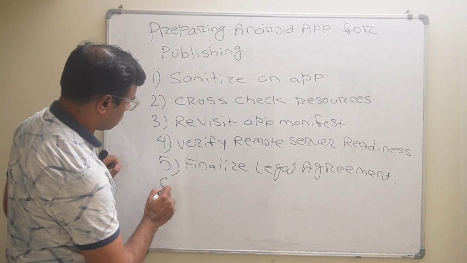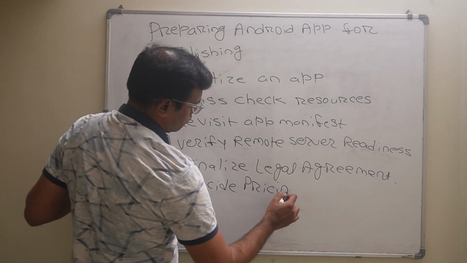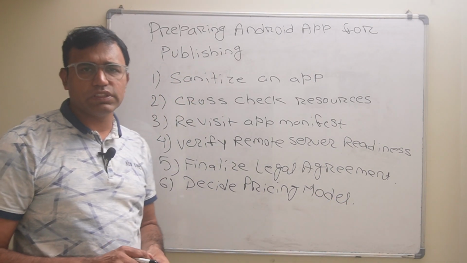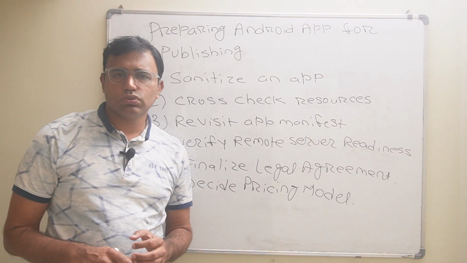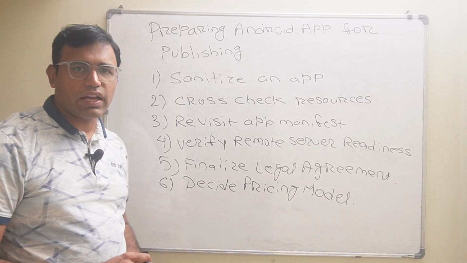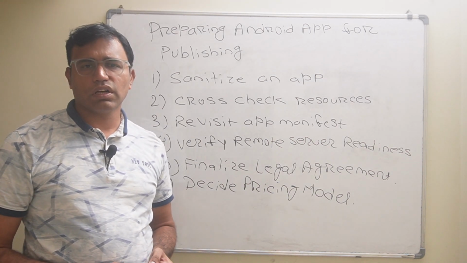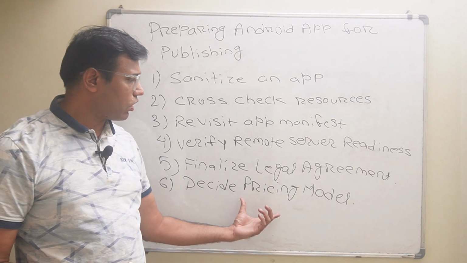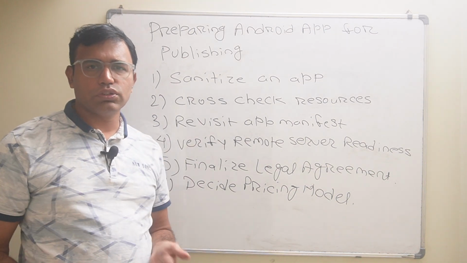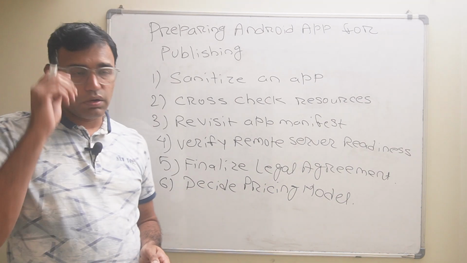Then next is decide pricing model. Now why decide a pricing model? If you are publishing an Android app in India, you should set the price in INR. If you are publishing in USA, you should set the price in US dollars, and according to people's income and the popularity of the app, you should design a pricing model. It should not be too high, it should not be too low. So you should do market analysis and then decide a pricing model.